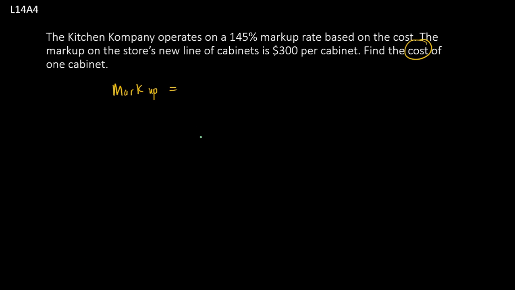So I'm going to use the markup equation, cost times markup rate. Now the reason that I'm using this is because 1, it includes the variable I need to solve for, and 2, they told me the markup rate and they told me the markup. So it kind of gave me context clues to know, okay, this is going to be the easiest equation to use. I'm solving for cost and I already know markup and markup rate, so this is a good candidate of an equation to use.